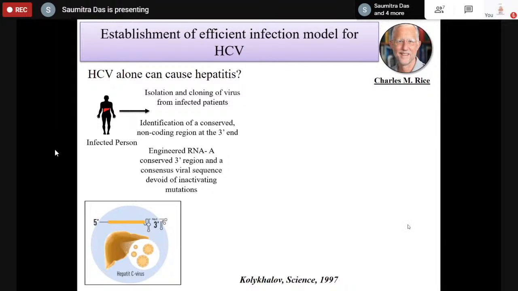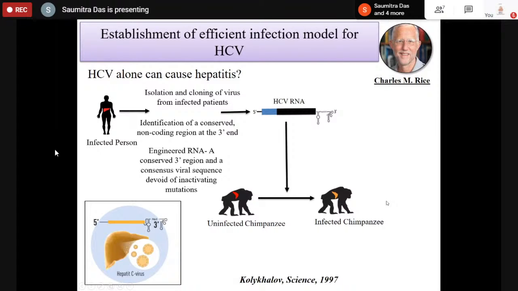And now they engineered a clone and made an infectious cDNA with that conserved 3' UTR and showed that if you now use this clone and make the RNA in vitro, and inject that RNA into the chimpanzee, the chimpanzee comes back with the viral disease. So that was actually a cloned RNA. Remember, Michael Houghton showed that the serum from the infected patient can lead to the infection in chimpanzee.